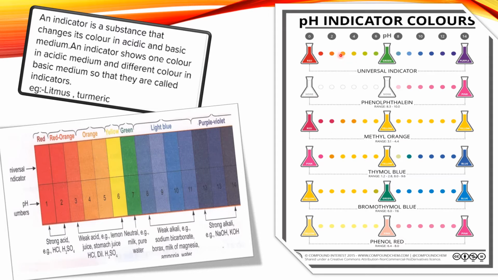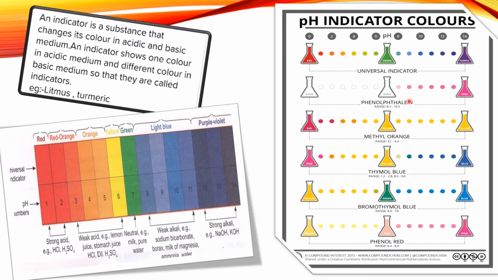Now you see this diagram. pH indicator colors. Very, very important diagrams. You already have a table in your book. Don't only mark it, please see this. Now see universal indicator color changes. So this portion is acid from 0 to 6, and from 8 to 14 that is base. This is red color.